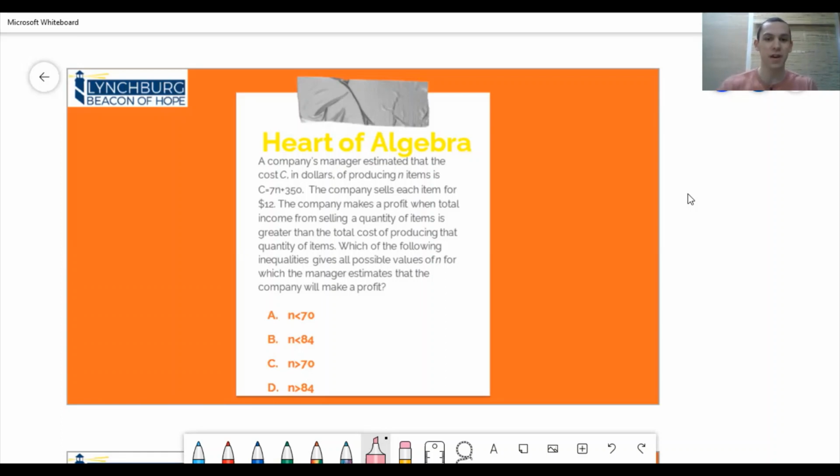It says a company's manager estimated that the cost C in dollars of producing N items is C equals 7N plus 350. The company sells each item for $12. The company makes a profit when total income from selling a quantity of items is greater than the total cost of producing that quantity of items. Which of the following inequalities gives all possible values of N for which the manager estimates that the company will make a profit? All right, so that's a big problem, a lot of words.